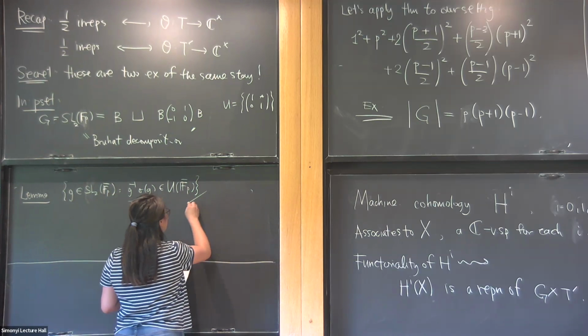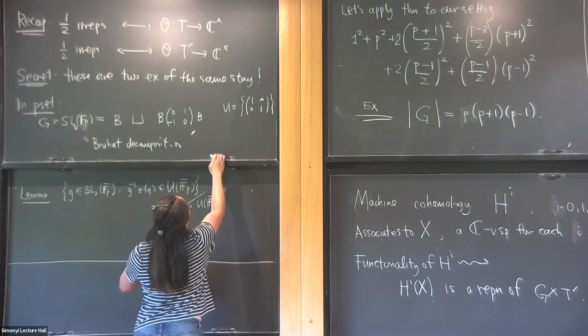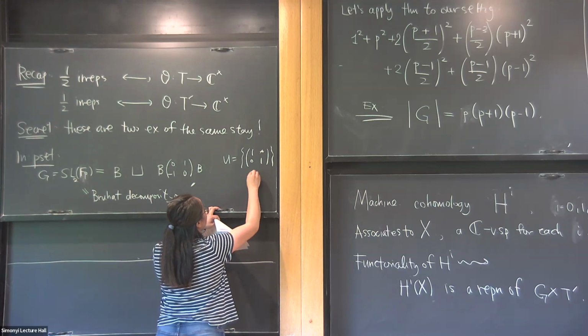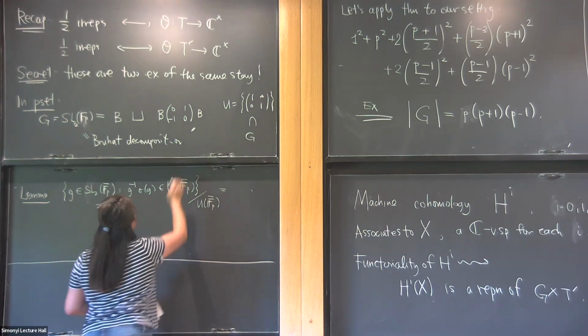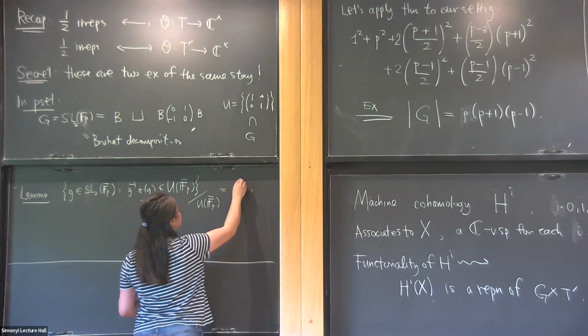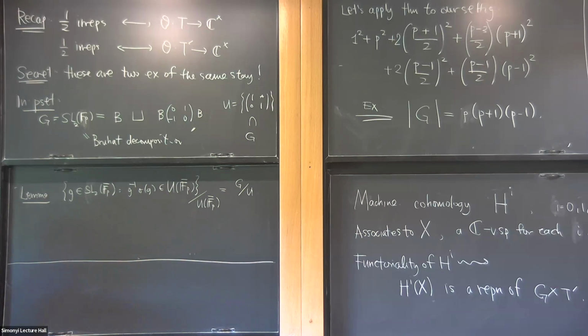If you take this quotient by U of F_p, so this one will mean the one inside our G, which is the F_p part, it turns out that this thing is simply the same thing as G mod U. That's the first thing.